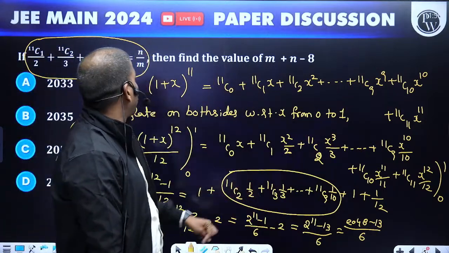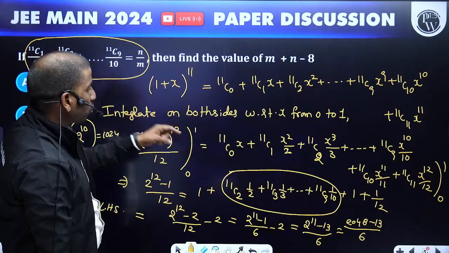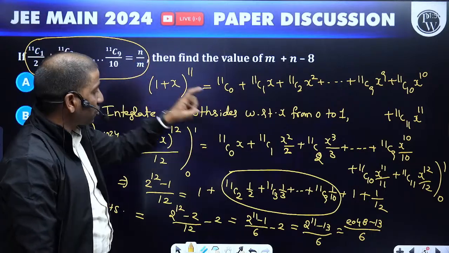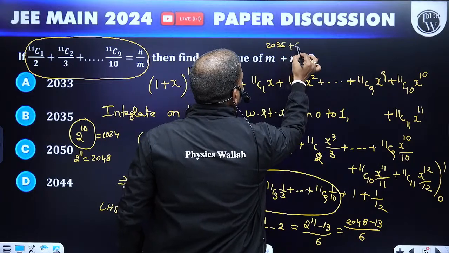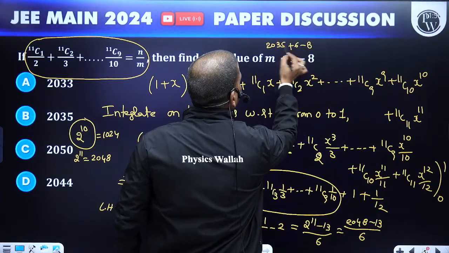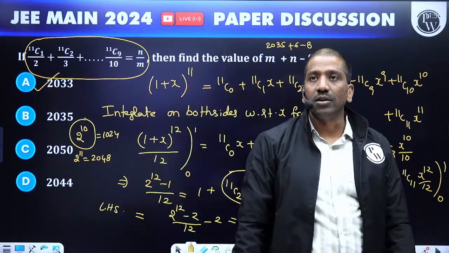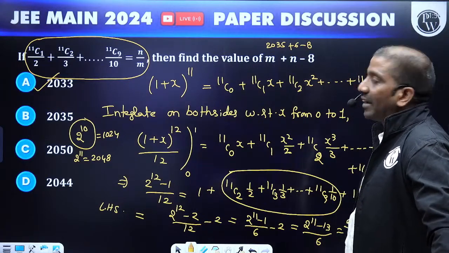2035. 2035 minus, so M is 2035, N is 2035, M is 6. So that means 2035 plus 6 minus 8. We need to subtract 2. So 2033 is the answer. But what they will do, we don't know, right? So let us see.